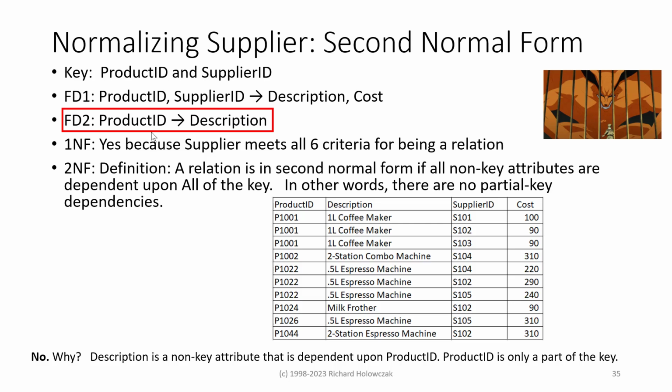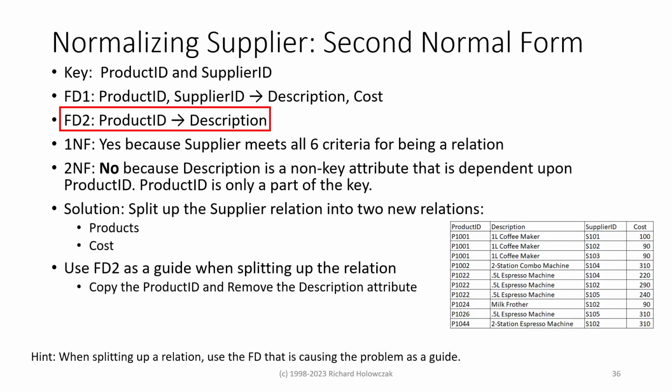Is the supplier relation in second normal form? The answer is no. Supplier relation is not in second normal form because description is a non-key attribute that is dependent upon, that's the arrow, part of the key, product ID. That's the problem that we have. If we go back to the set of steps, we wrote down the key and functional dependencies, and then we started applying our definition. Supplier is in first normal form because it meets all the criteria for being a relation, but it is not in second normal form. We didn't get there. We failed the test, if you will.